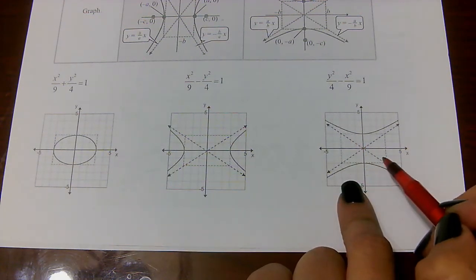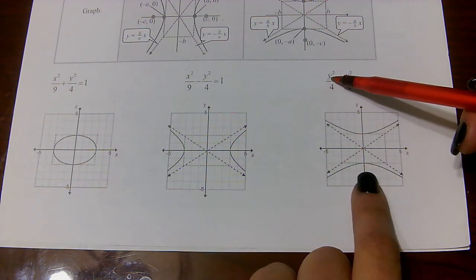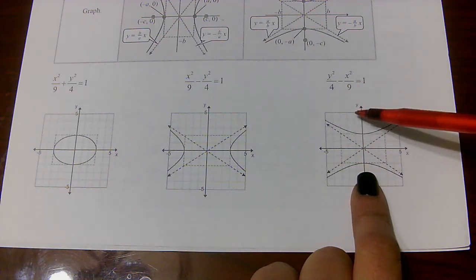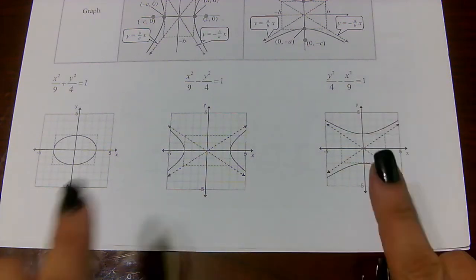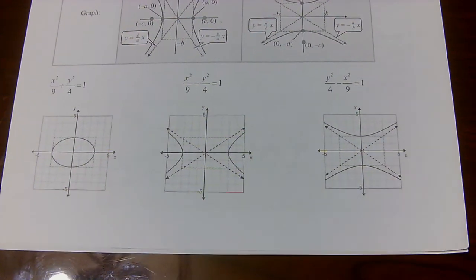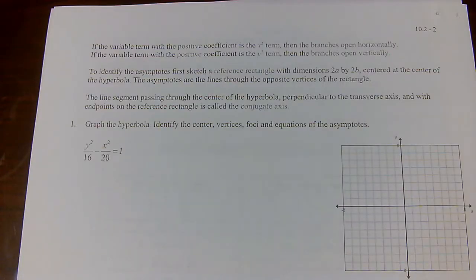Here is the exact same box. The difference is that y squared is our first term, which means our graph is actually going to be crossing our y-axis. So you can see the difference between these two. Let's go ahead and do some actual problems. Let's go ahead and graph number 1.